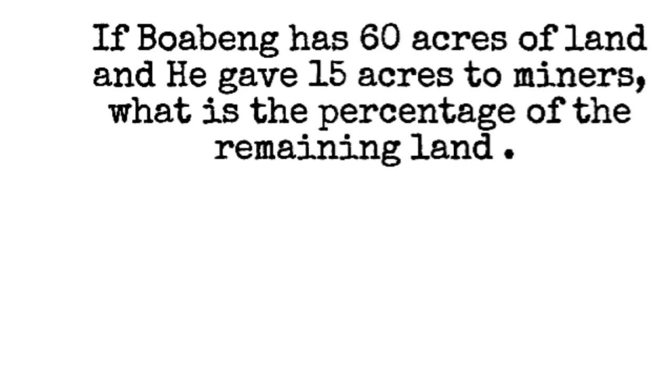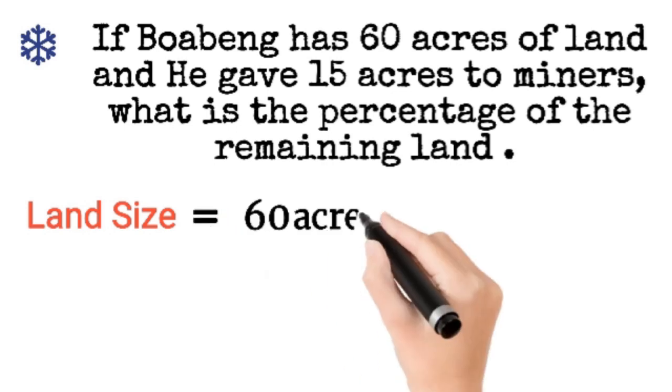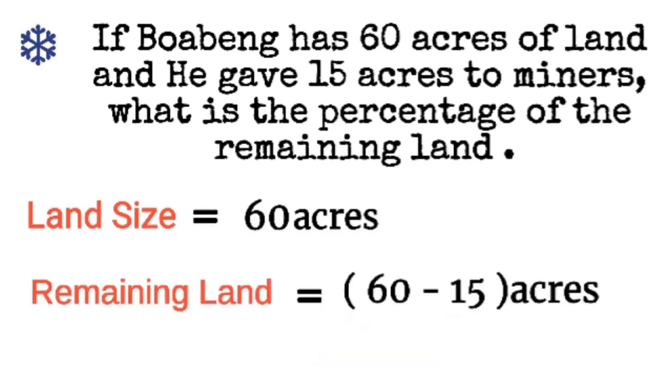If Boaben has 60 acres of land and he gave 15 acres to miners, what is the percentage of the land remaining? At first, Mr. Boaben was having 60 acres of land, but he sold 15 to miners. So the size of the land is being decreased. The total land size was 60 acres. 60 acres minus 15 acres will be our remaining land, which is equal to 45 acres of land.